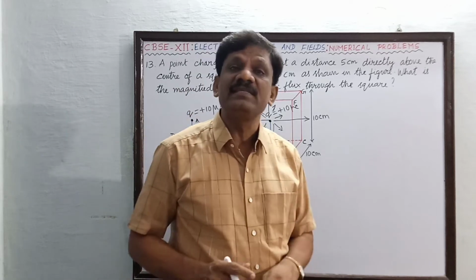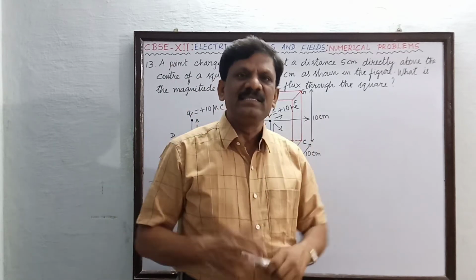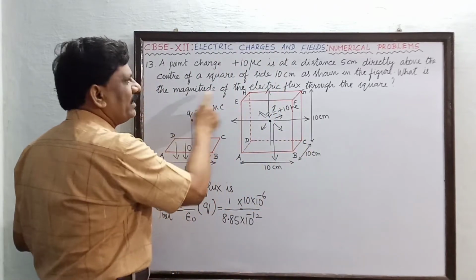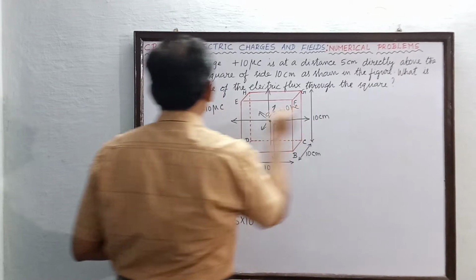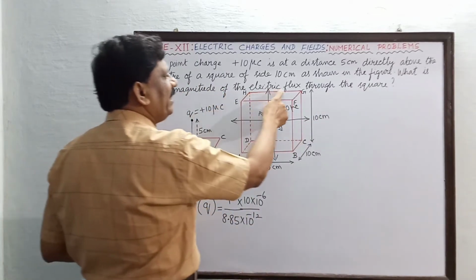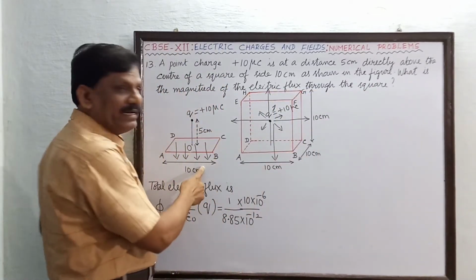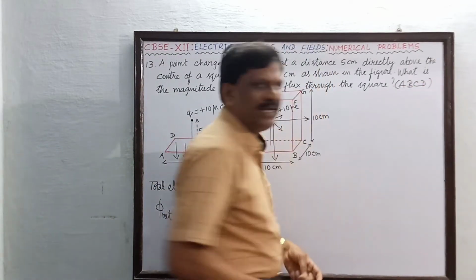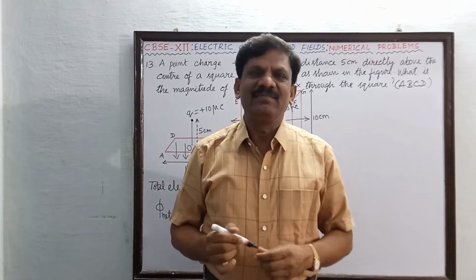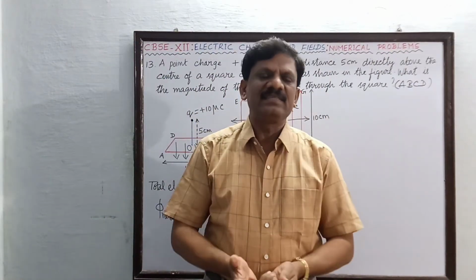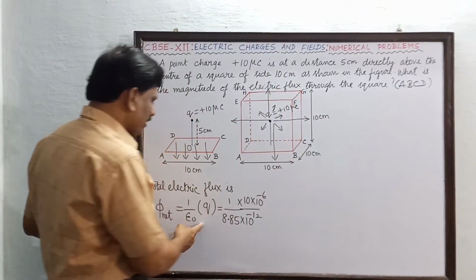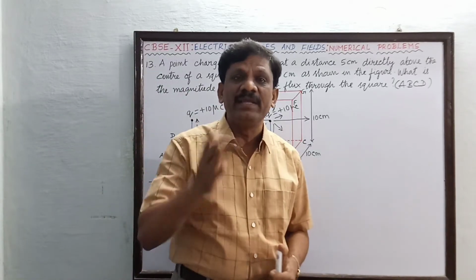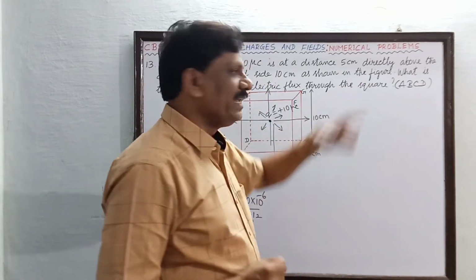This is passing through how many faces of the cube? 6 faces. But what is asked in the problem? What is the magnitude of the electric flux through the square ABCD? Through the square ABCD, how much of the flux only is penetrating? Through all the 6 faces of the cube, the total flux is phi net. Therefore, how much flux is passing only through the given square ABCD is the question.